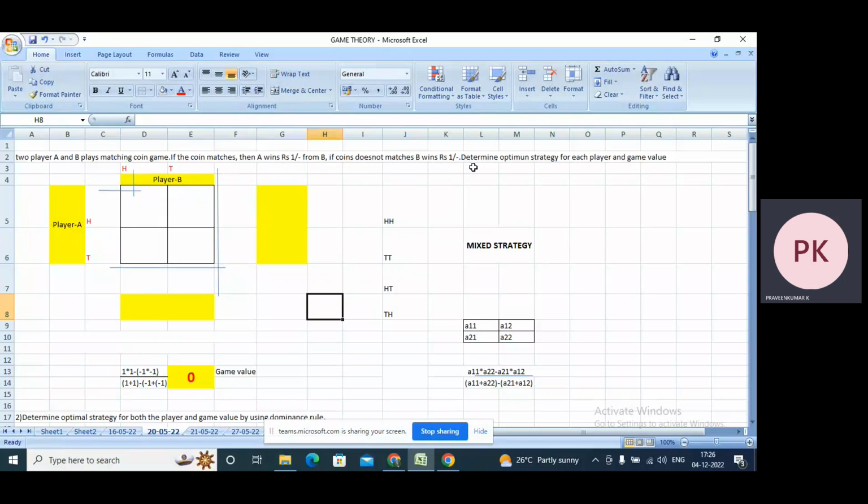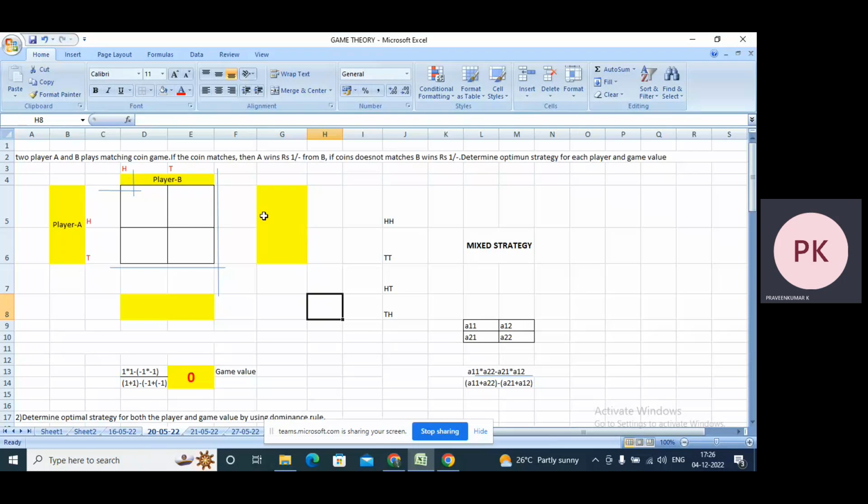So here we don't have a saddle point. Even if you try to find a saddle point, you will not get one, because this is a mixed strategy problem. So let us see. First, how to construct a payoff matrix. Then, after construction of the payoff matrix, we need to determine the optimum strategy for player A and player B. And finally, we need to determine the game value as per the given problem. Now let us see the payoff matrix.